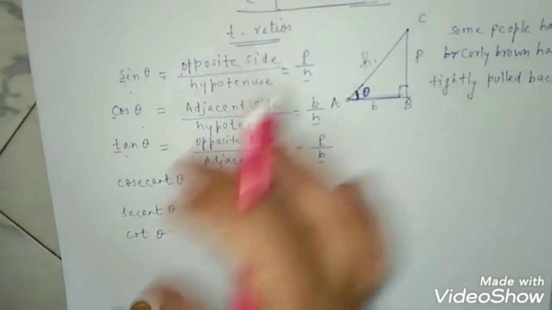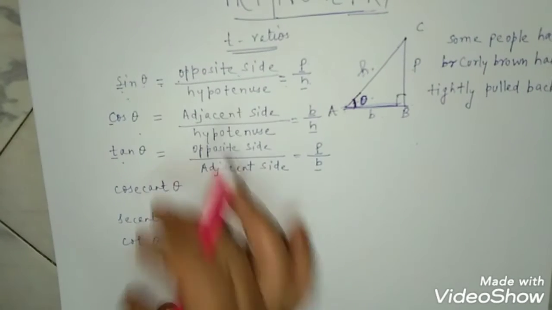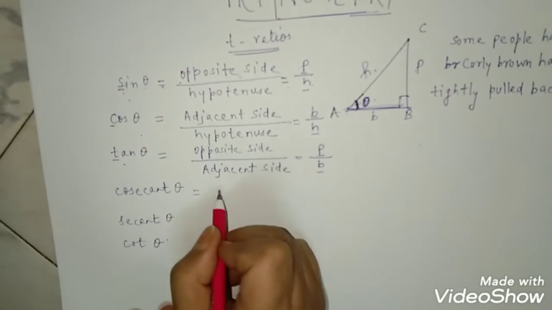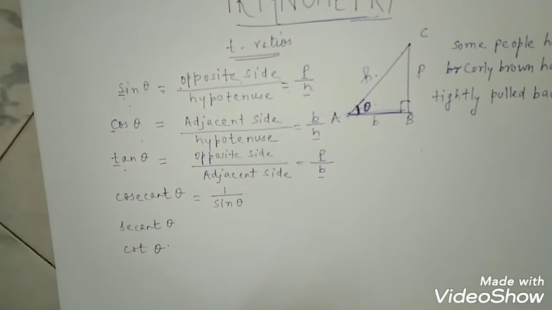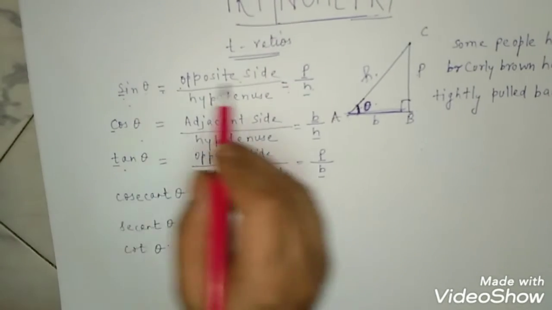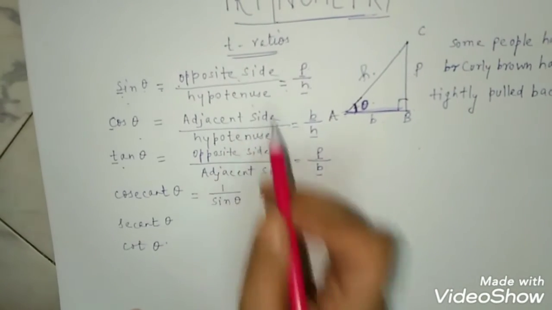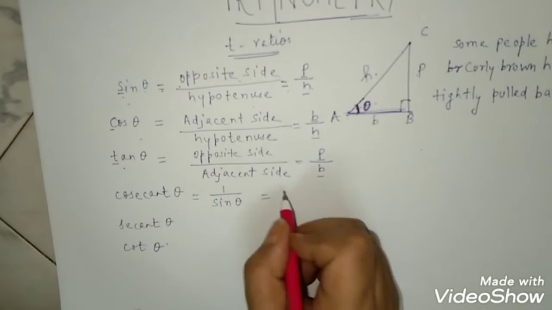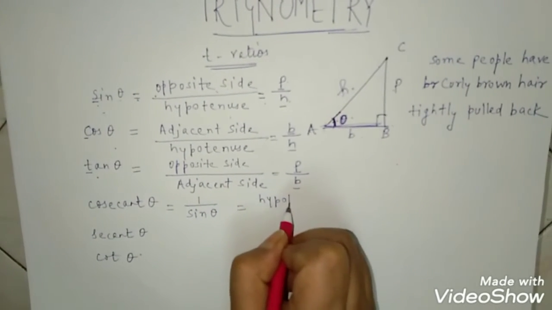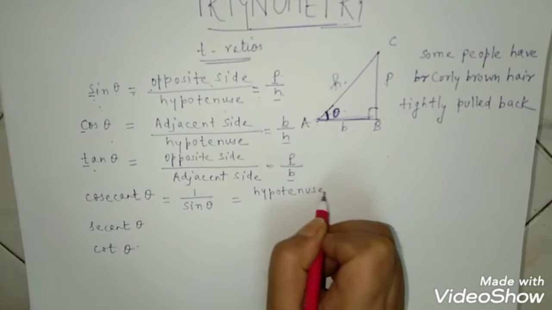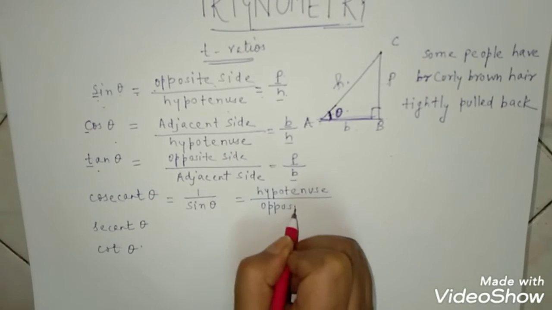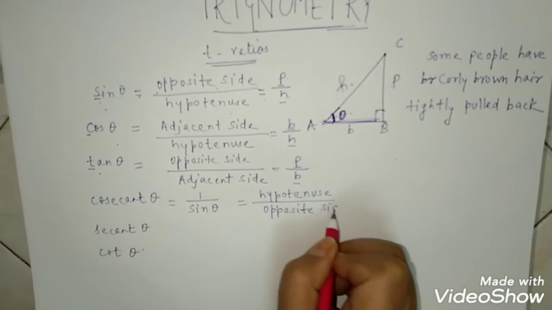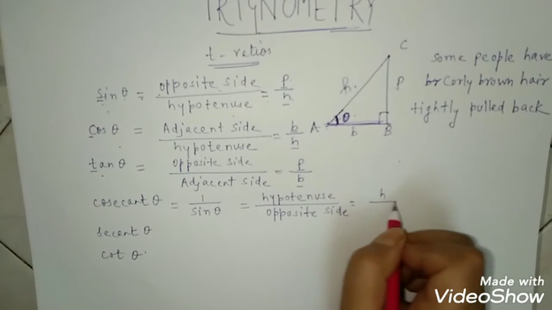Now, these three are the basic ones. Using these we can derive the other three. Cosecant is actually 1 upon sin theta, meaning the reciprocal. What is our sin theta? Opposite side by hypotenuse. So cosecant theta will be hypotenuse by opposite side. You can also write it as H by P.